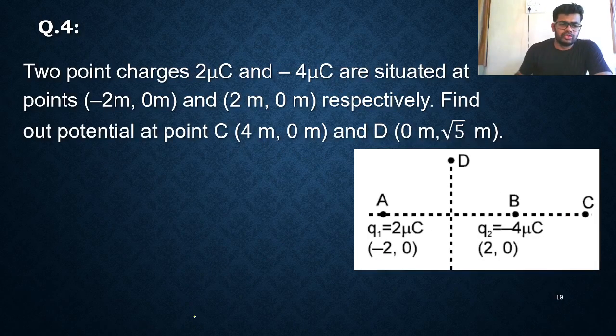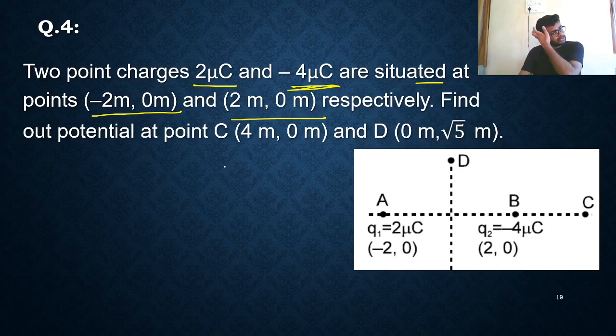Question number 4. So I am going to talk about question number 4. 2 point charges, 2 microcoulomb and minus 4 microcoulomb, are situated at points (minus 2, 0) and (2, 0) respectively. Find out the potential at points C and D. So there are 2 points, C and D. There you need to find the potential.